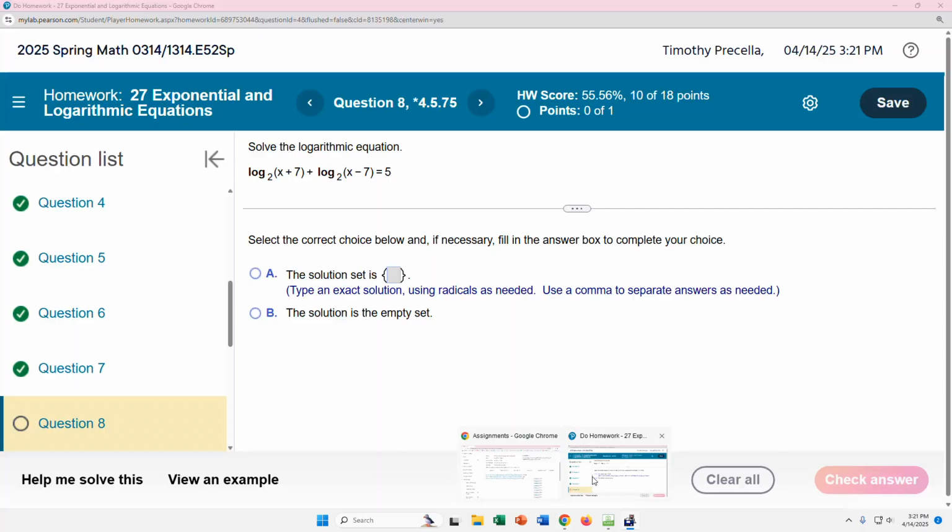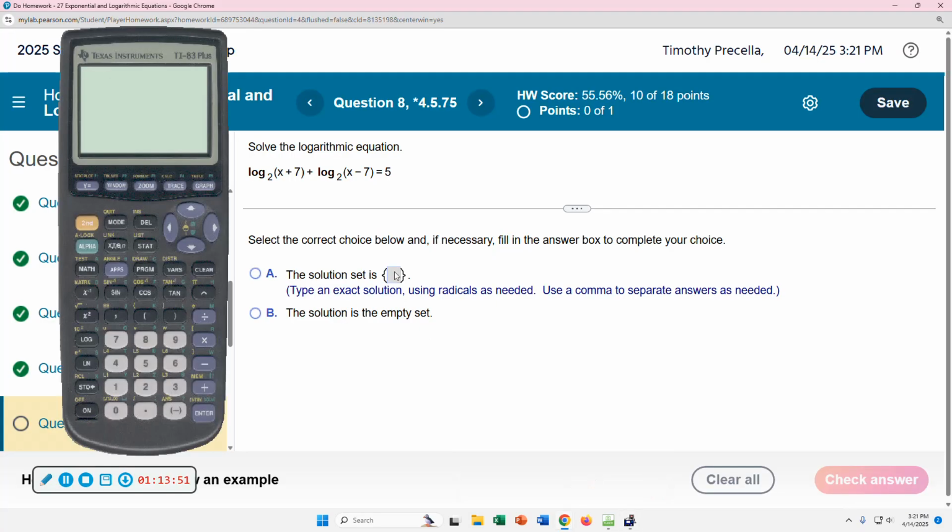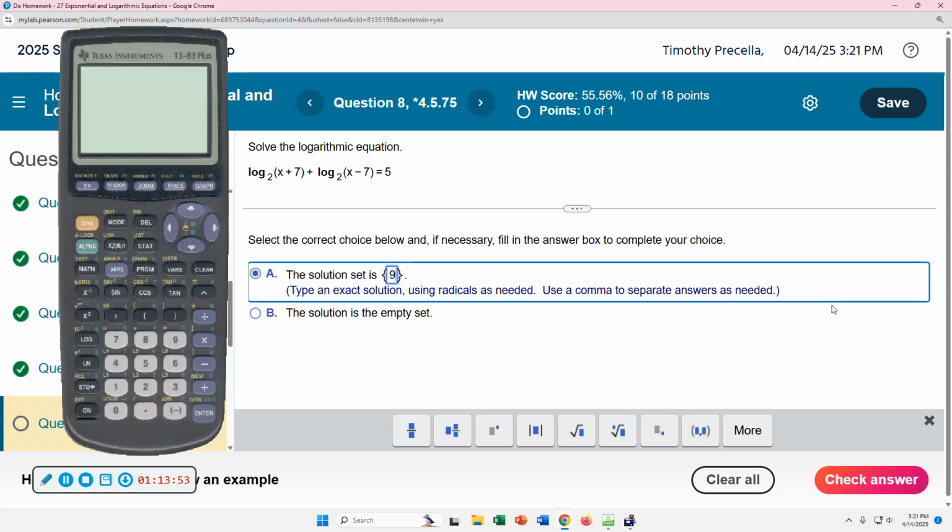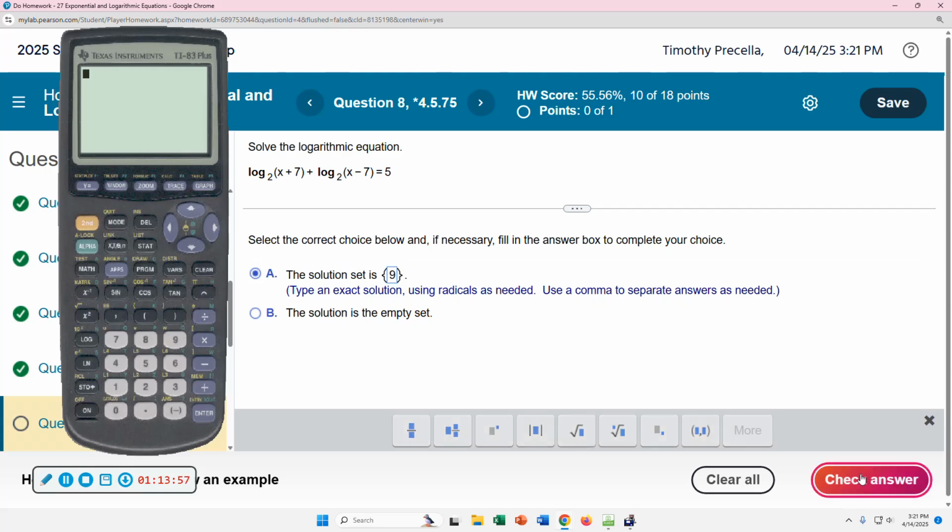Now, I like problem number 9. Oh, type in that answer. If 9 is what I think it is, then that's a really good problem. 9 is the answer also. Okay.